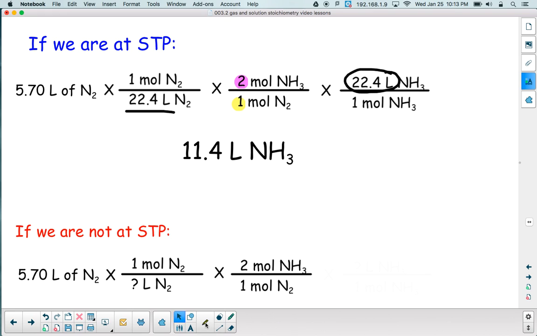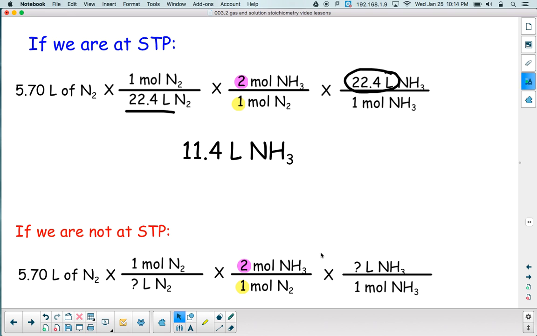We still have that same mole-to-mole ratio, our 1 and our 2 coming from our balanced chemical equation. And when it's time to go from moles of NH3 back to liters, we have the same problem we had over here. We don't know how many liters of NH3 is equivalent to a mole of NH3. But if I look back at the previous example, when we knew how many liters were equivalent to a mole of nitrogen, and we knew how many liters were equivalent to a mole of ammonia, the most significant thing is that these two numbers were both the same.